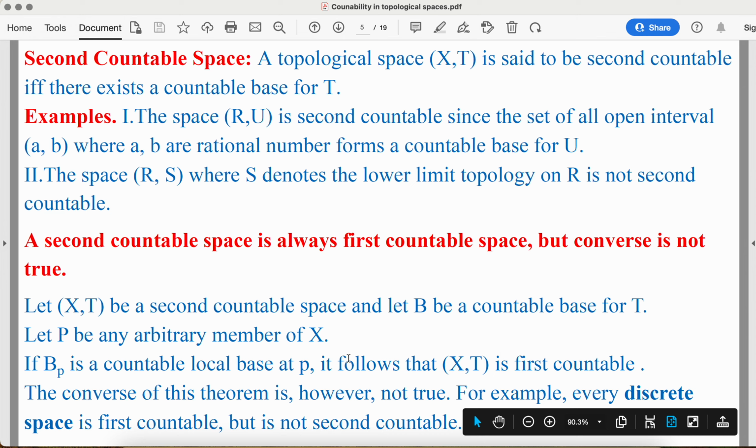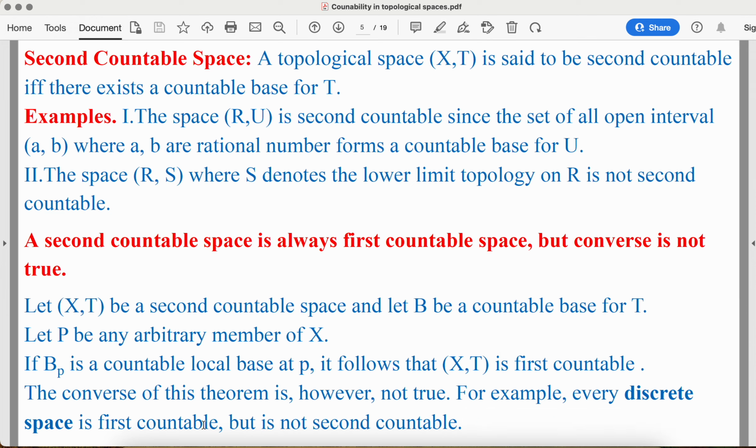But the converse of this result is not true. For example, every discrete space is first countable, but it is not second countable because there does not exist a countable open base for this space.